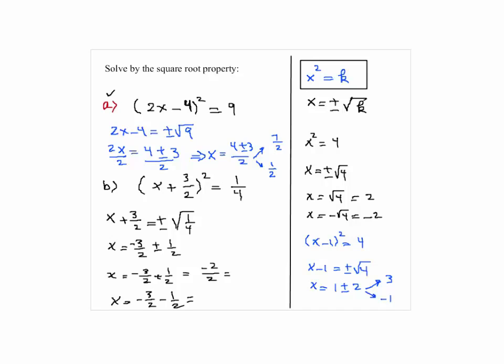Now if these need to be added and they have a different denominator, you have to use the LCD, of course, right? So this would be minus 3 minus 1 would be minus 4 over 2, which is equal to negative 2. Okay. Any questions so far?